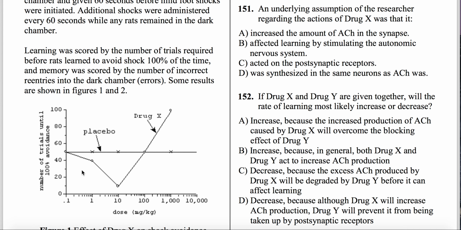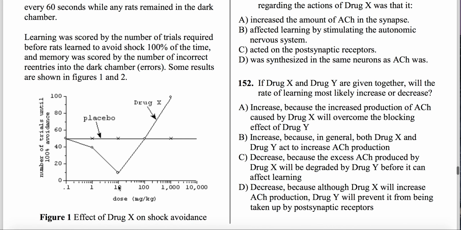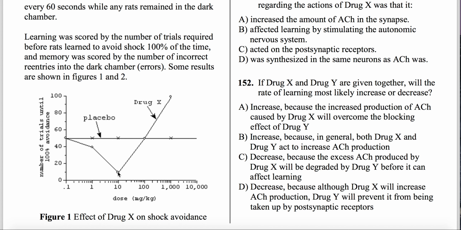So at low to moderate doses of drug X, we see the number of trials required to avoid that dark side goes down significantly. Okay, so that's a good thing. That's what we want. So if you're using 10 milligrams per kilogram of weight, it's just like a dose. It's controlling for how fat the rat is. So if it's a really fat rat, it's always going to need more. So at a dose of 10, it only needs around 10 trials to learn how to avoid versus the 50 that the normal placebo rat needs. So this is a really, really nice difference that we're seeing here.